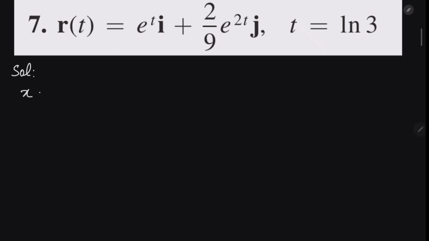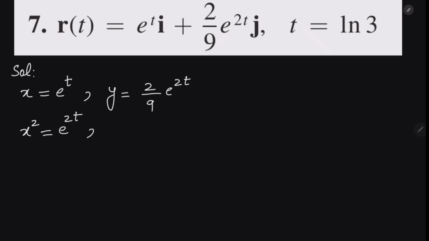Question number 7. x is equal to e raised to power t, and y is equal to 2 by 9 e raised to power 2t. What we do, we simply square that. x square will be equal to e raised to power 2t, so that we can put that value over here. So we have y is equal to 2 by 9 x square, which is a parabola.